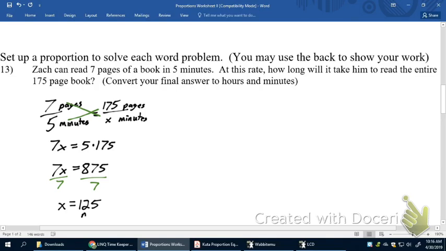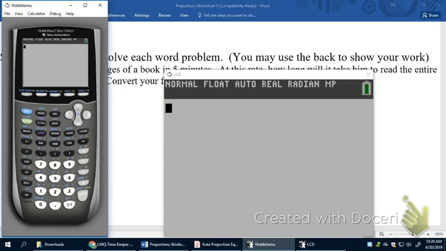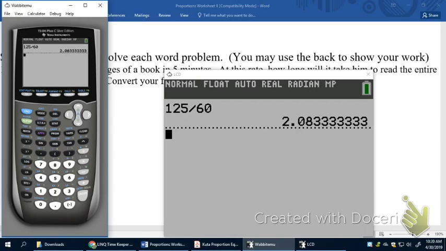Now this is in minutes, so this is not my final answer due to how they wanted me to answer the problem. They didn't want to know how many minutes, they wanted to know how many hours and minutes it would take. So I'm going to show you how to do that now using your calculator. The answer that I got was 125 minutes, but what I'm going to do is divide that by 60 minutes each hour to know how many hours it took. So it took 2.083 hours.